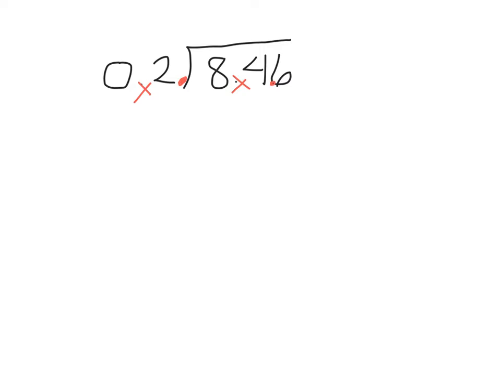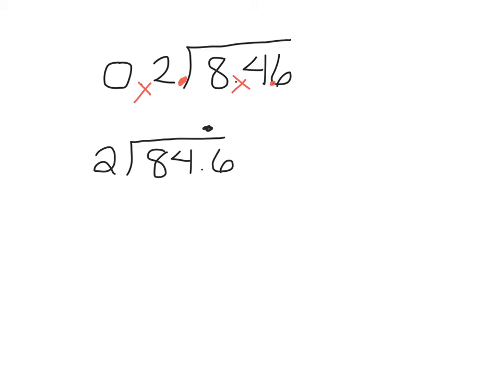So here I can rewrite that to make it neater. I would have 2 goes into 84.6. Now I've already moved my decimal over. Now my next step is to move the decimal straight up. And then I divide just like I would if these were two whole numbers.